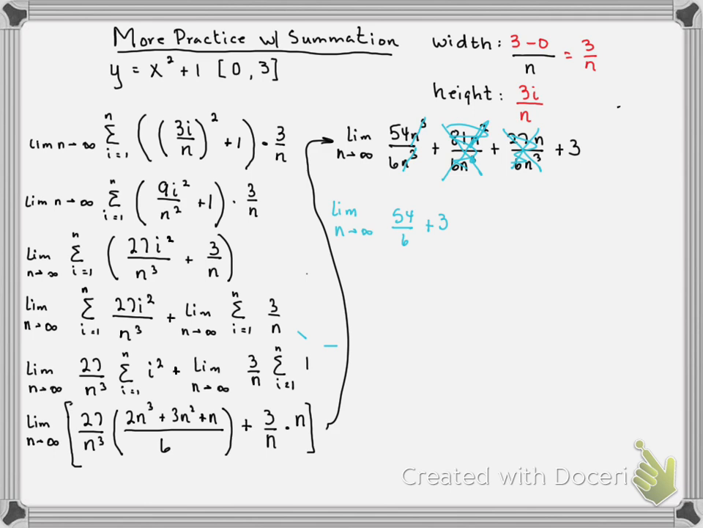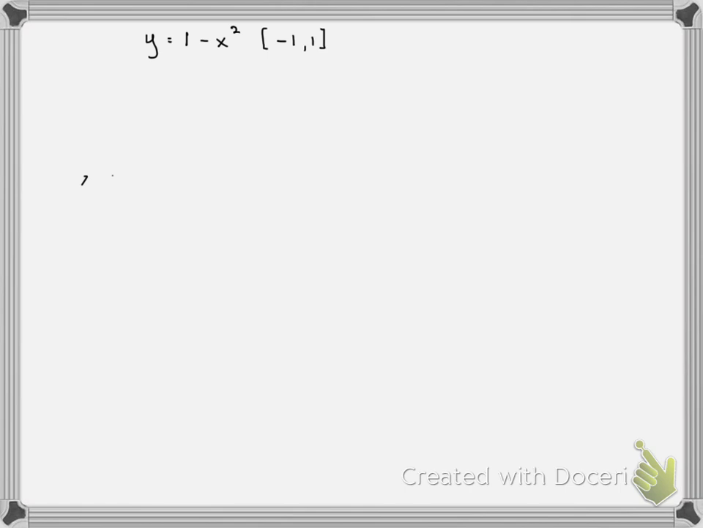Now, 54 divided by 6 is 9, and 9 plus 3 is 12. So the area under the curve x squared plus 1 from 0 to 3 is 12 square units. Okay? More practice. Now we're looking for the area under the curve of 1 minus x squared between the a value of -1 and the b value of +1.